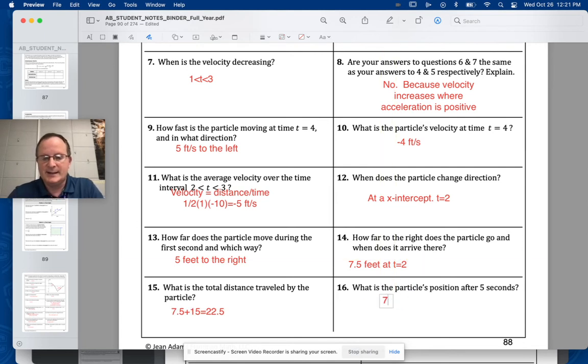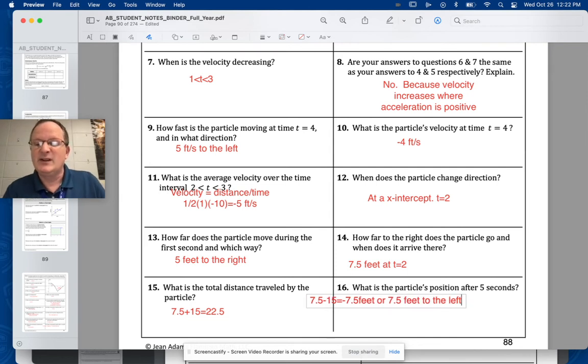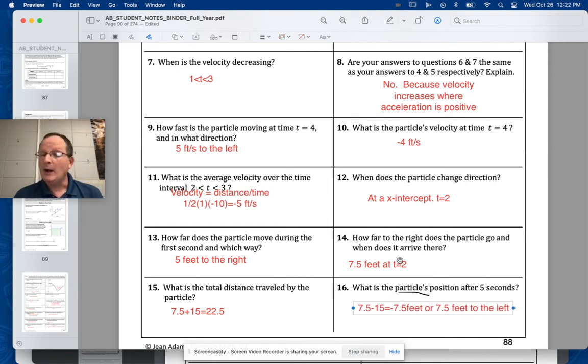All right, so this is 7.5, and then we lost 15 because we went backwards. And so that would be my displacement then, negative 7.5. I am negative 7.5 feet, or I'm 7.5 feet to the left of where I started. Okay, so yeah, she says both. Okay, or 7.5 feet to the left. To the left. That's how you can say that. Okay. All right. Great. Yeah, I'm doing good. Okay. All right. So that takes care of through 16.